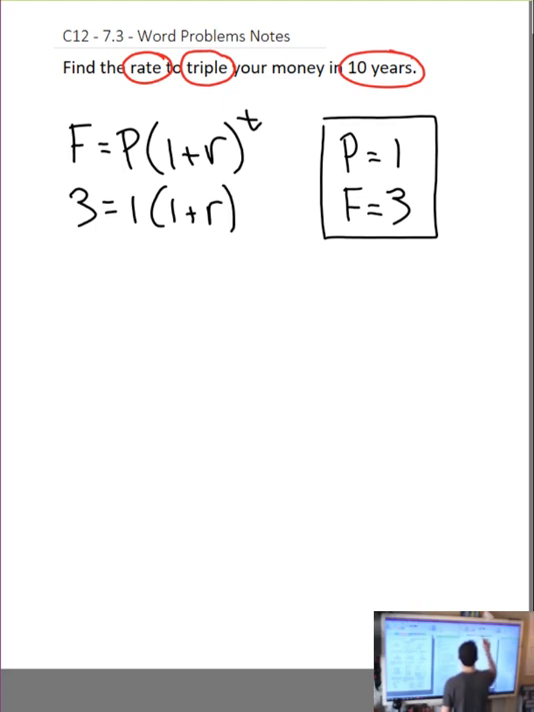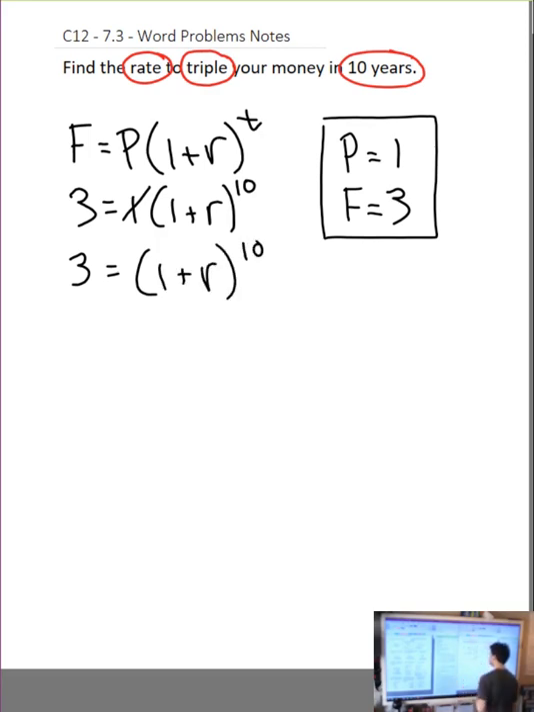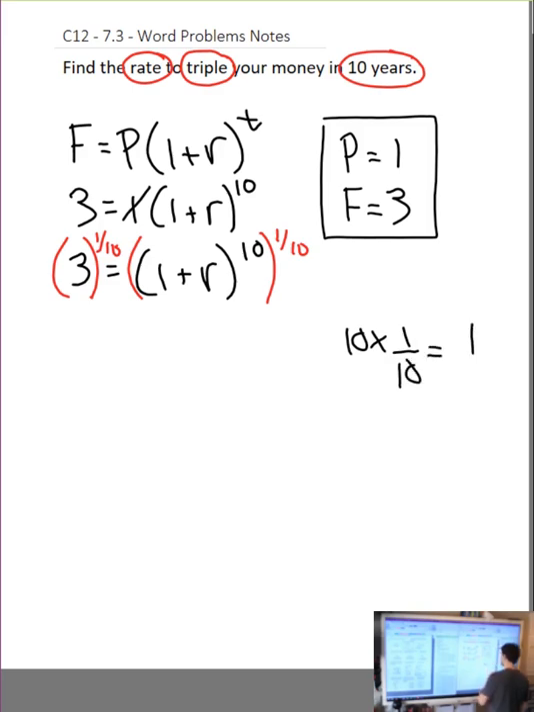Excuse me, t is 10 years. So now I can simply divide by 1 and that goes away. So I have the equation 3 equals 1 plus r to the exponent 10. Now we learned in 7.1 and 7.2 that if we want to solve for a variable with an exponent, we take both sides to the reciprocal exponent. So the reciprocal of 10 is 1 over 10. So we're going to take both sides to the reciprocal exponent. So on the right-hand side, if I do 10 times 1 over 10, well, that just equals 1. So the exponents go away, and that was the goal.